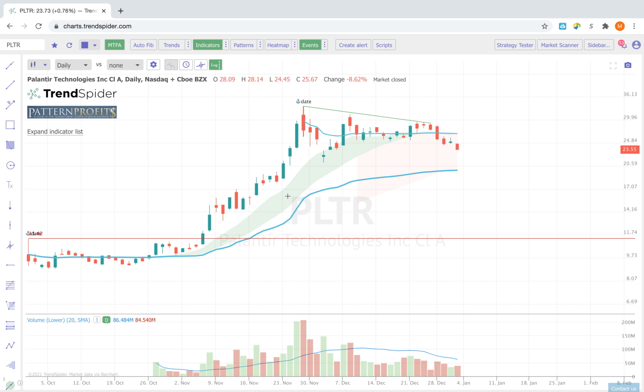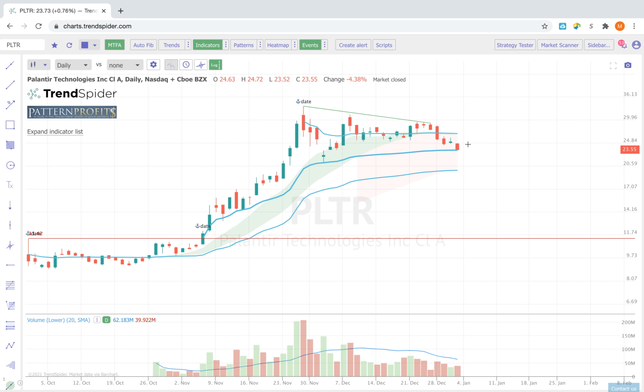However, going back here again to the traditional type entry, if you were to add an anchored VWAP off of this breakout, it just so happens that we tagged it back here and we're tagging it again now.